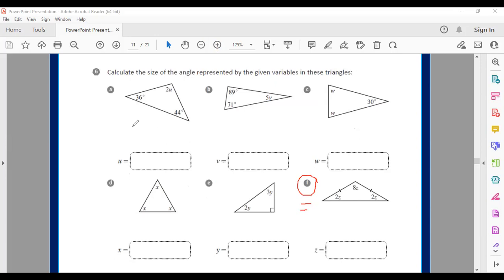I got 13 chats. A47. What is A47? Oh, answer. Okay, thank you very much. Okay, all of you now do F.